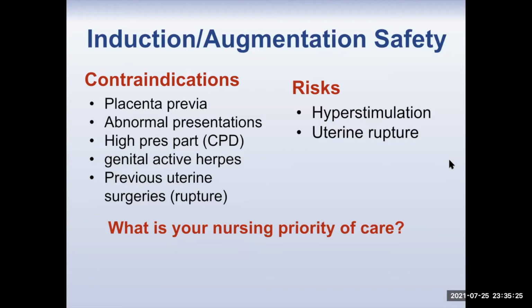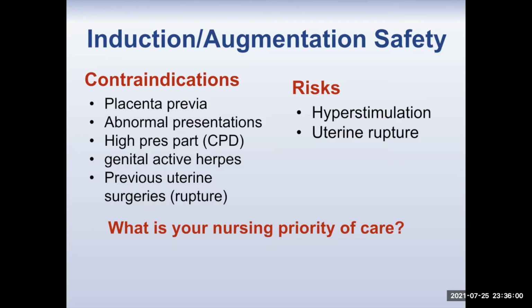So some contraindications of induction and augmentation are placenta previa. That's where the placenta is implanted low. We'll cover that later. Abnormal presentations: baby's not coming out, or we're not going to induce if baby is in a breech presentation or a straight oblique presentation. If there's a high presenting part, that could be indicative of a CPD, cephalopelvic disproportion, so we may not induce in that situation.